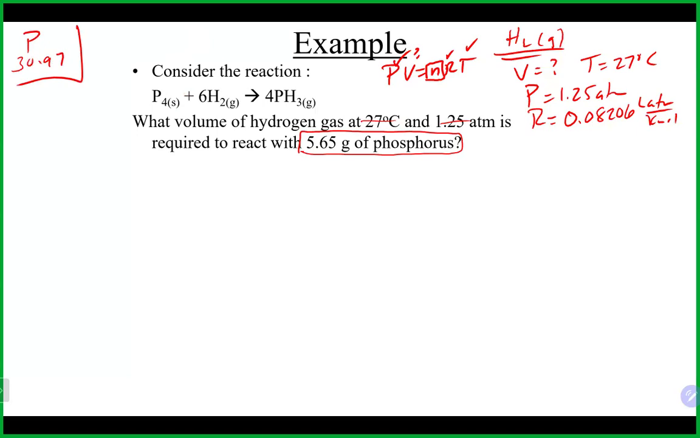Here again, we're just going to follow our steps. This is a balanced equation, which is good. We're going to take what they gave us and convert to moles. So we're going to take our P4 and get the molar mass, which would be 4 times 30.97, which is 123.9.